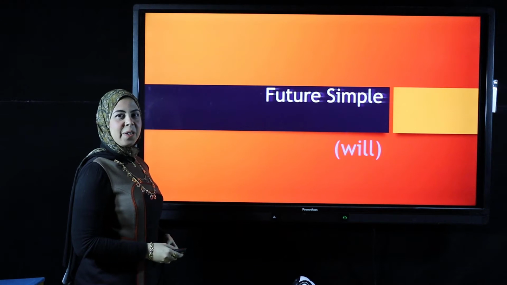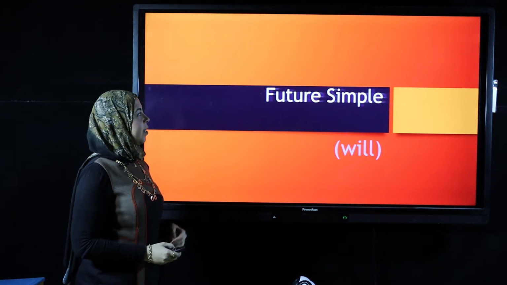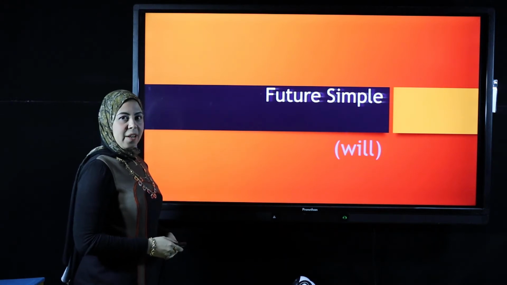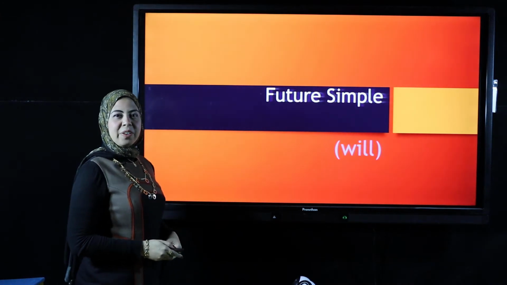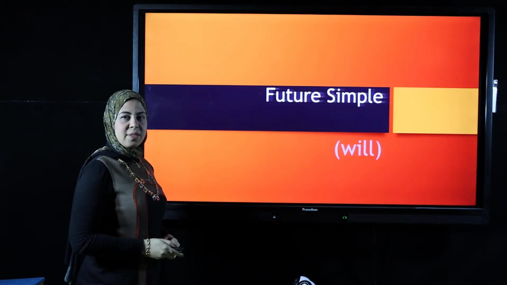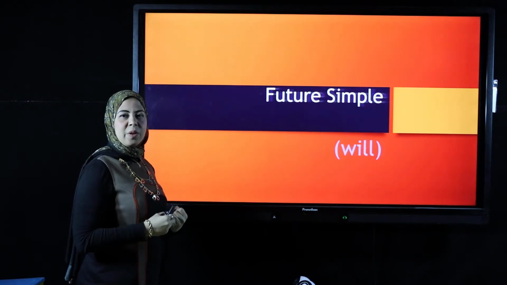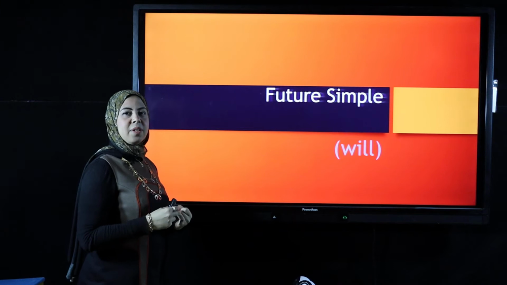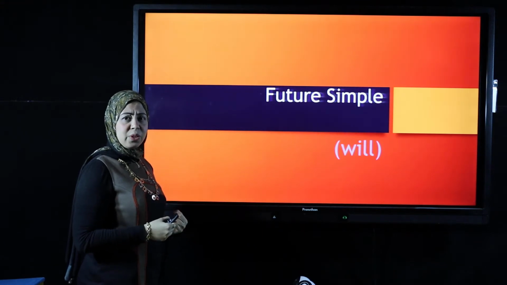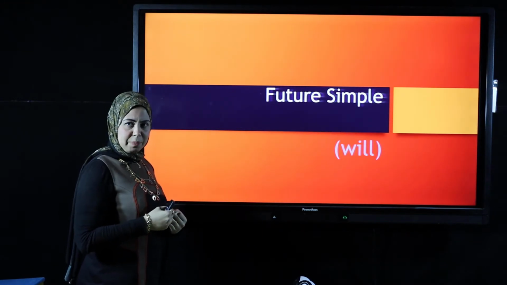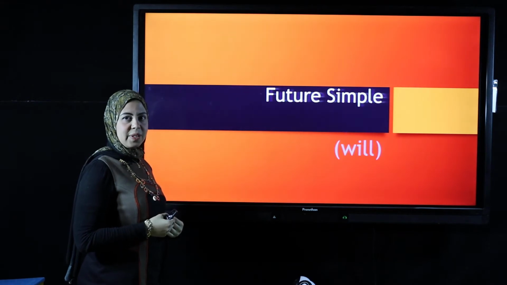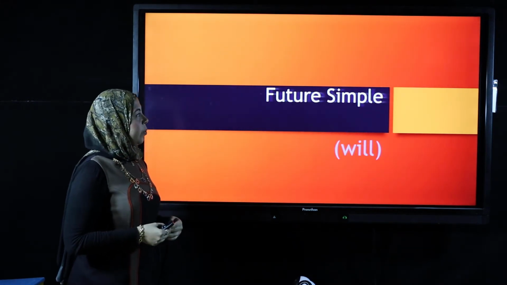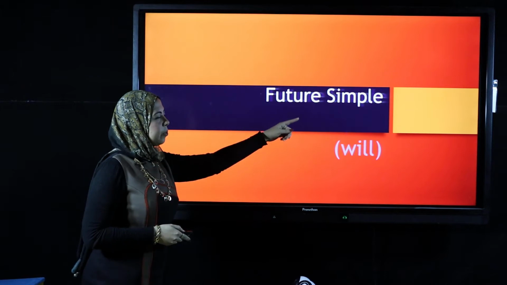Today we are studying the new grammar lesson, which is future simple. Okay, who can remind me of the previous grammar lessons that we studied? Yes, we studied the present simple, the present continuous, the past simple and the past continuous. Yes. Now, today we are going to study the future simple, will.